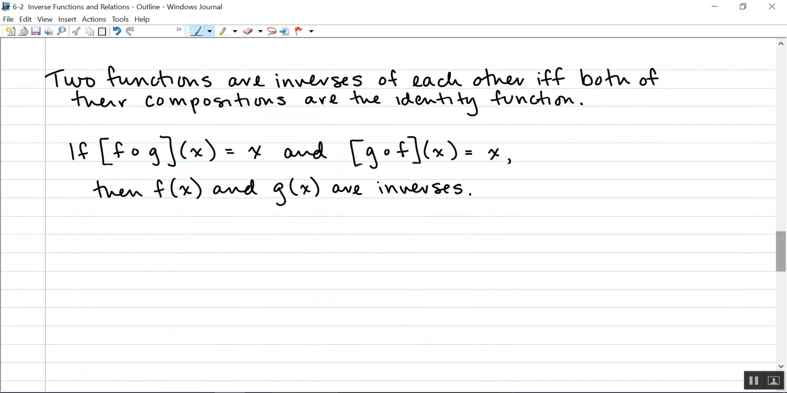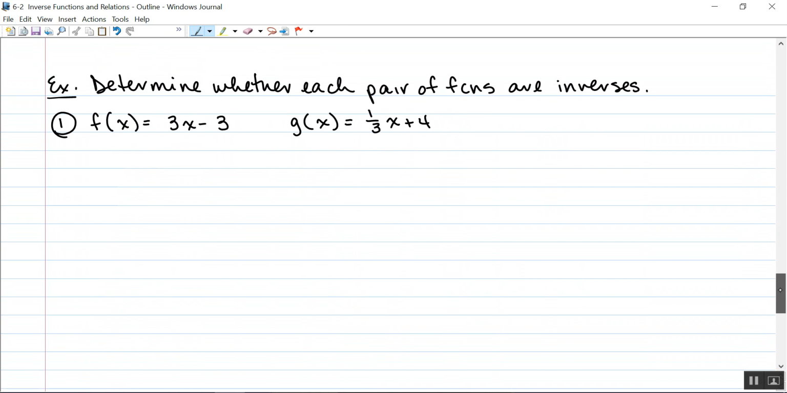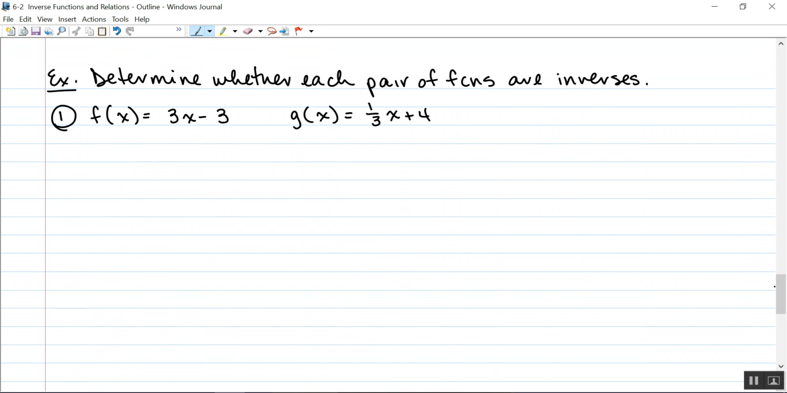Okay, here's another cool thing to look at. Two functions are inverses of each other if and only if both of their compositions are the identity function. So that means if f of g of x equals x, and g of f of x equals x, then g of x and f of x are inverses of each other, which is actually kind of cool. So let's take a look at a couple examples of that. We need to determine whether each pair of functions are inverses. So I need to find f of g of x and see if that's equal to x, and g of f of x and see if that's equal to x.